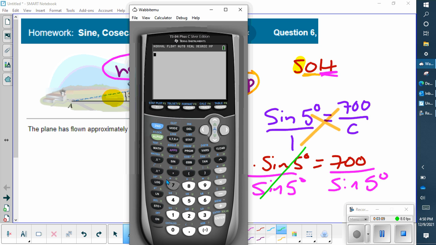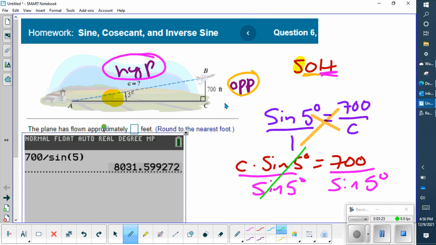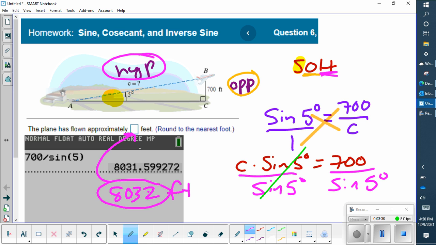And I say 700 divided by the sine of 5. And I like to close my parentheses for good measure. Okay, so there's my answer. I'll pull it off right here. It does say round to the nearest whole number. So this would be 8,032 feet. And I would type this in right there.